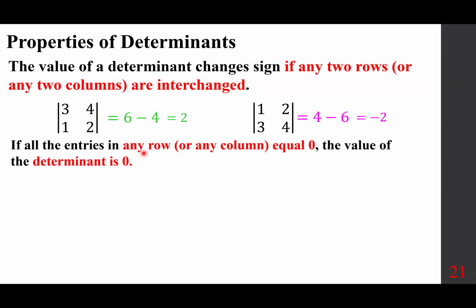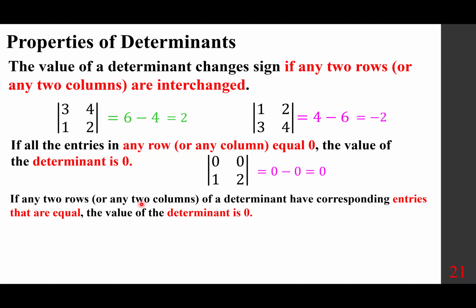If all the entries in any row or column equal 0, the value of the determinant is 0. So if this is 0, 0 times 2, 0 times 1, the answer is 0. If any two rows or any two columns of a determinant have corresponding entries that are equal, the value of the determinant is 0. This one is identical to this one. If you expand it, 1 and you have those, minus 2 and you have those, plus 3 and you have those 4.